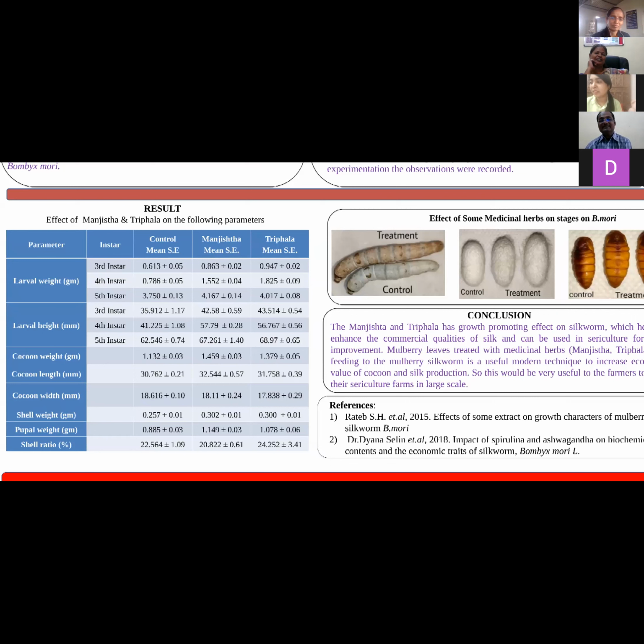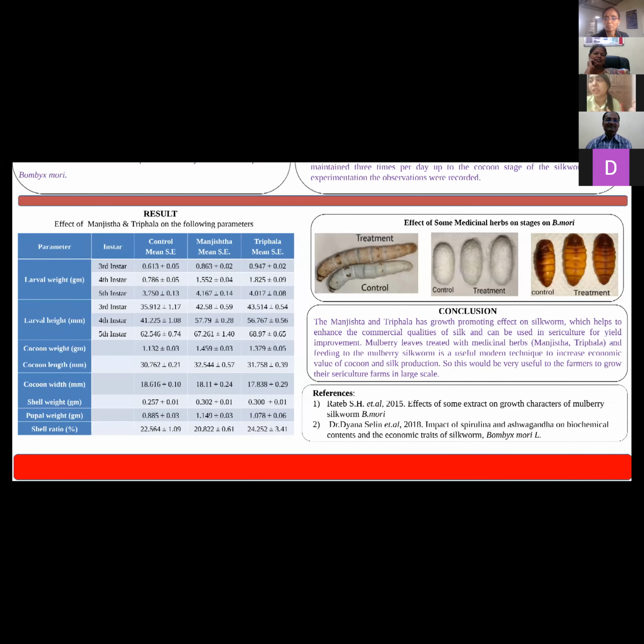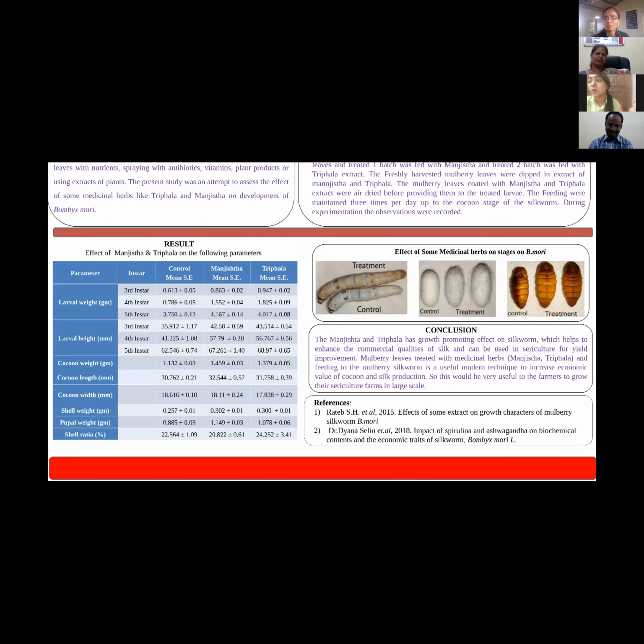For a conclusion, the growth and development of the larva and subsequent cocoon production is greatly influenced by our medicinal herbs. So Triphala and Mangista have a growth promoting effect on the silkworm, which improves the commercial quality of silk and can be used in sericulture for yield production, sir.